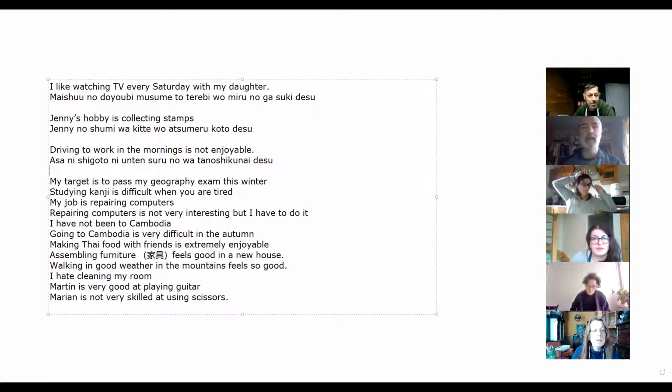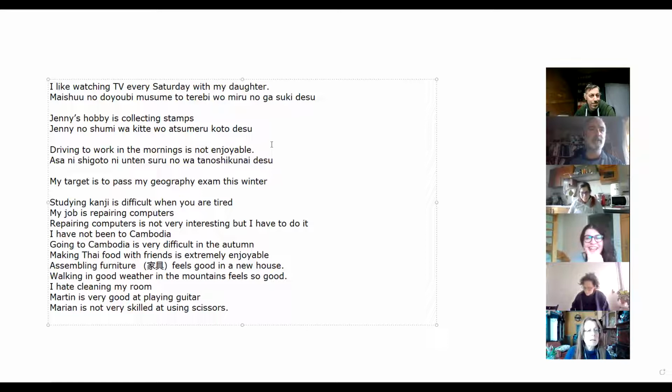Excellent. Costa, my target is to pass my. Oh, you did this one before, didn't you? Studying kanji is difficult when you are tired.